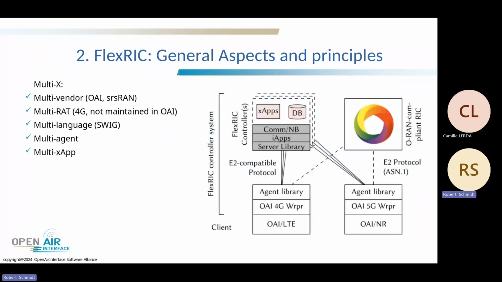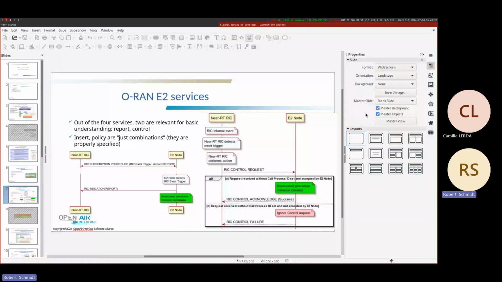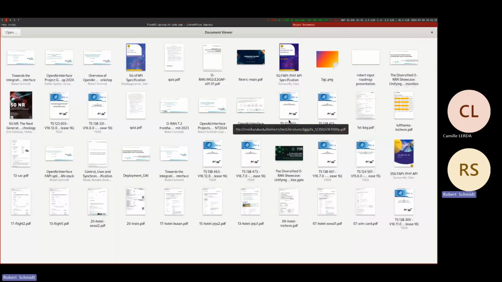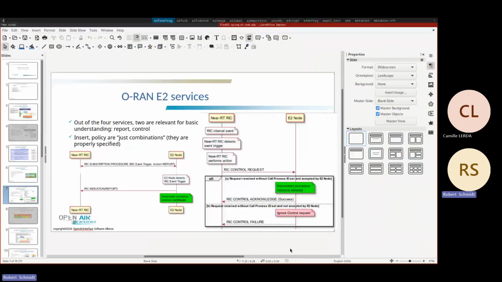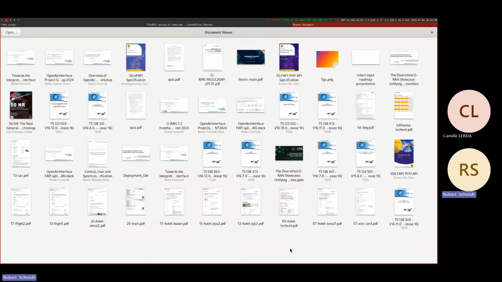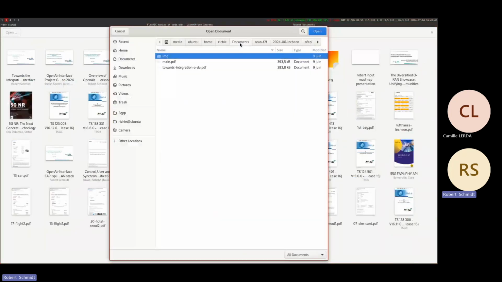And then let me see whether I have now actually the other diagram. Basically, the policy and the insert, they are kind of combinations. Let me open the spec and then we can see there. I don't see it. Oops. Then we need to go via this here and then here and then O-RAN.